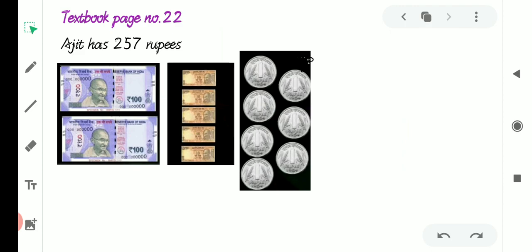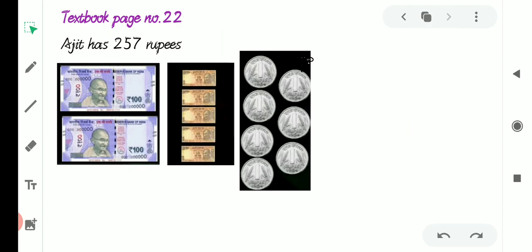Look at the example. I am reading the question. Ajit has 257 rupees. Use the picture below and work out how much money he had left over after he gave rupees 150 to Manoj. So Ajit has 257 rupees. So 2 hundreds, he will have 2 notes of hundreds. 5 tens means 5 notes of rupees 10, and 7 units means 7 coins of rupees 1.